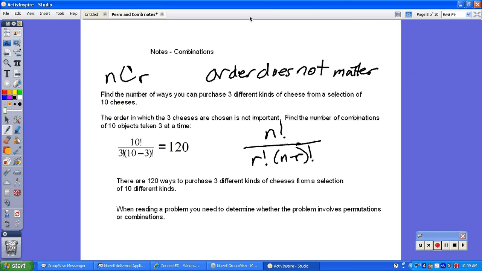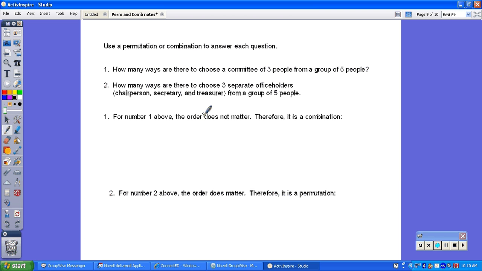And so, again, there's not much here, so we're going to go straight to some examples. And so on the next slide, as soon as it clicks over, we're going to use an answer and see kind of what we're doing. So it's a permutation or a combination. So as you see on number 1, it says how many ways are there to choose a committee of 3 people from a group of 5 people. And then number 2 is how many ways are there to choose 3 separate office holders, chairperson, secretary, and treasurer from a group of 5 people. So for number 1 above, the order doesn't matter, so it's a combination.